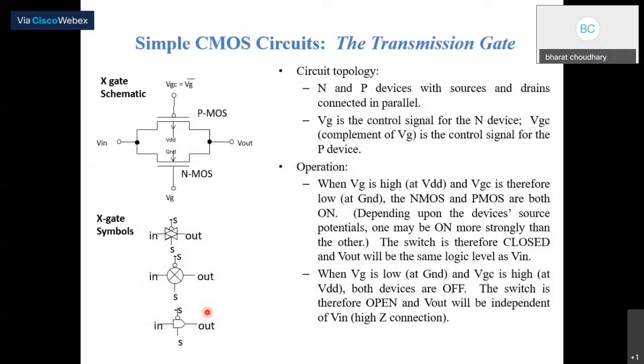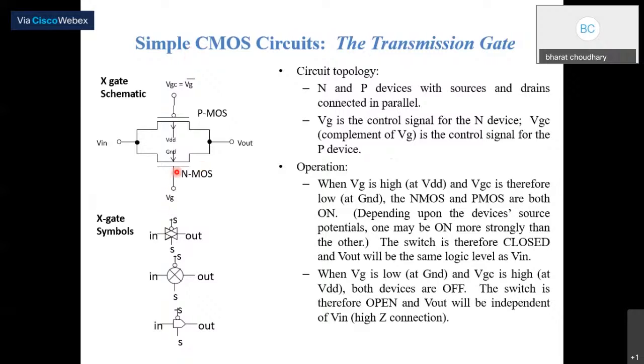Now this transmission gate is one kind of gate that is made up of CMOS transistors. Here this is the combination of NMOS and PMOS transistor. We apply the input at the source terminals of both the transistors. Here N and P devices with sources and drains are connected in parallel, and VG is the control voltage.